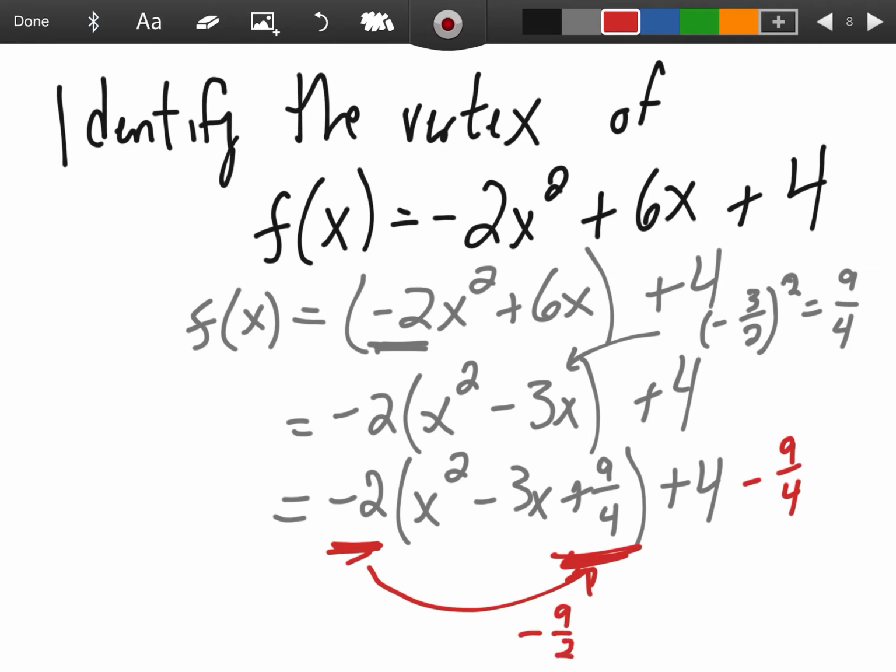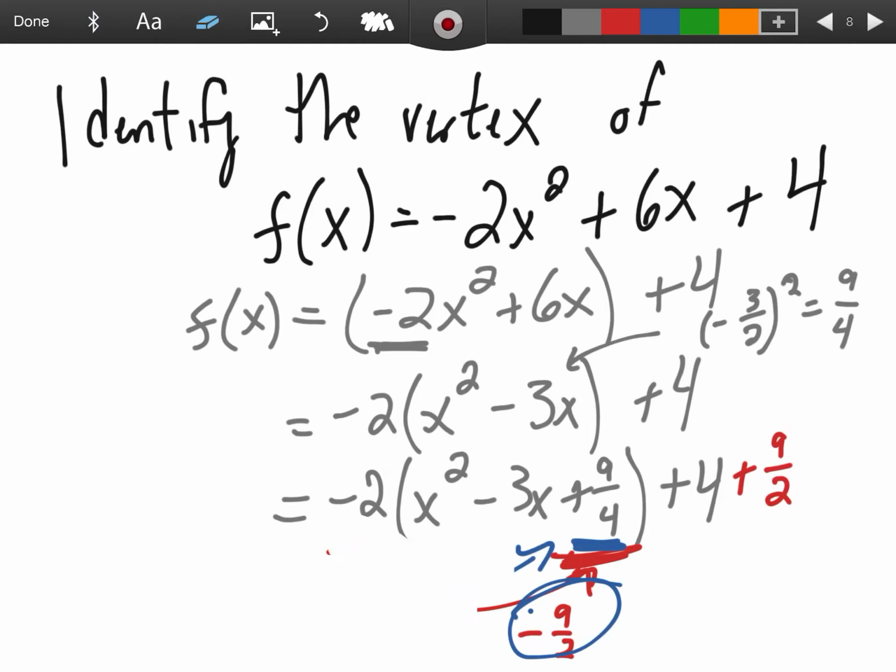So really what I added was a negative 9 halves, which means I need to add a positive 9 halves to the outside. So I'm not subtracting 9/4 here. I'm actually going to add 9 halves. I add 9 halves to the outside because, yes, I added 9/4 here, but I actually added 9/4 times negative 2, which is the same thing as negative 9 halves. So to counteract that, I added positive 9 halves to the outside.